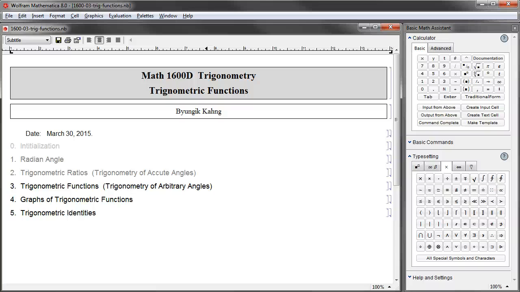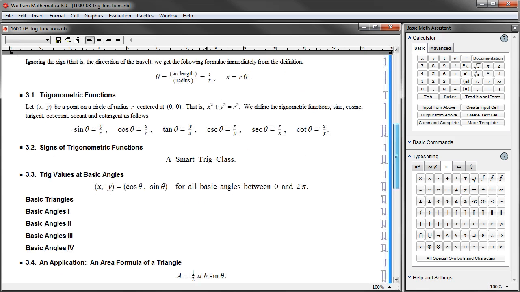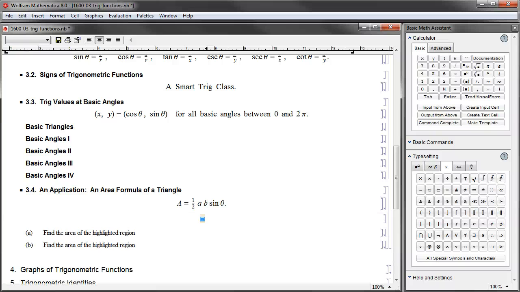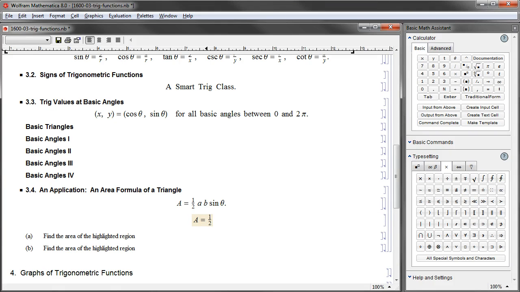Let's resume. We talked about the trigonometric functions of arbitrary angles, but we weren't able to discuss one very important application in geometry. It's this one: the area formula for a triangle when two sides and the angle between are given. I hope everybody remembers the area formula of a triangle. A is 1/2 a times h, where a is the base length and h is the height.